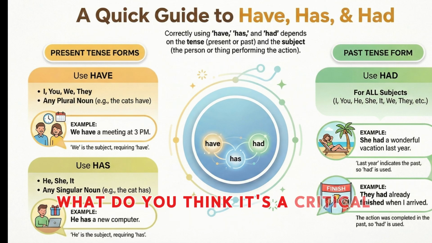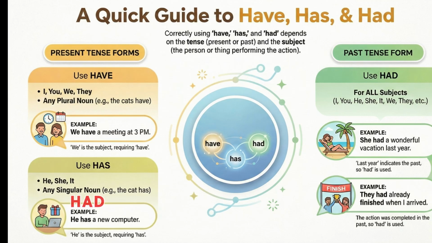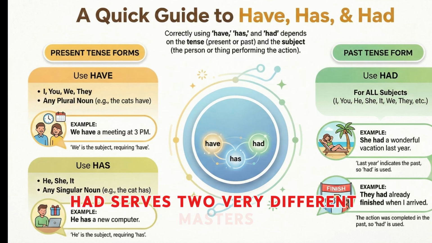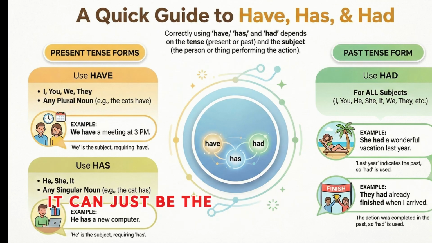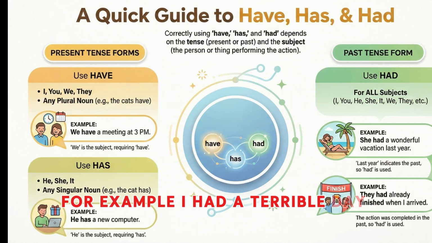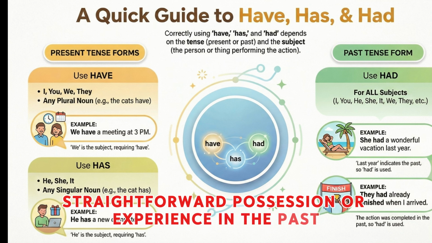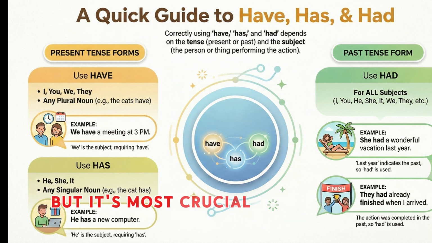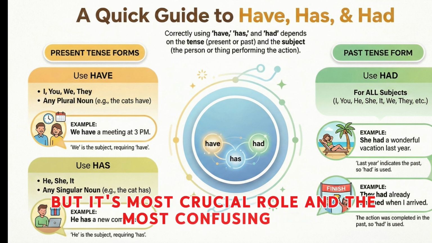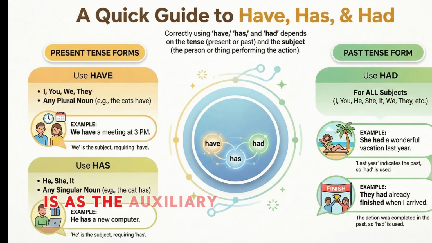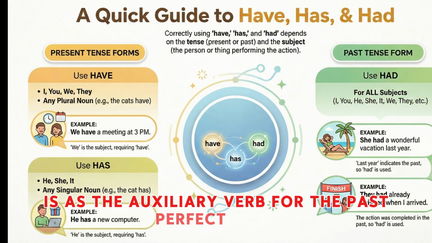What do you think? It's a critical distinction. Had serves two very different masters. It can just be the simple past of to have. For example, I had a terrible day yesterday. Right. Straightforward possession or experience in the past. But its most crucial role, and the most confusing one, is as the auxiliary verb for the past perfect tense.